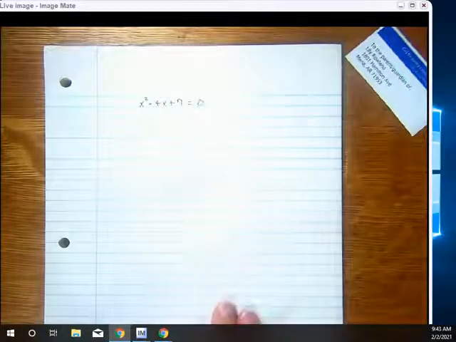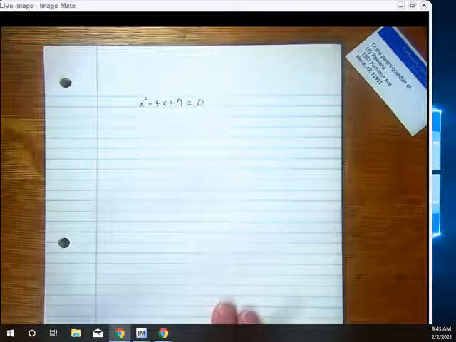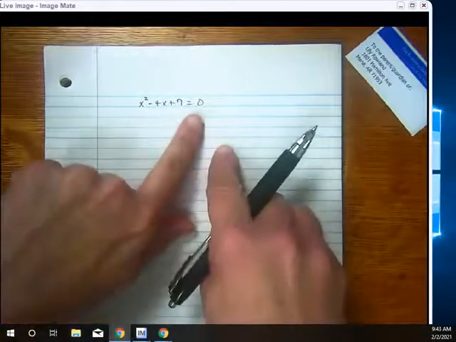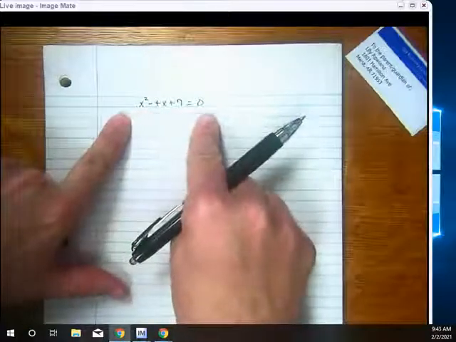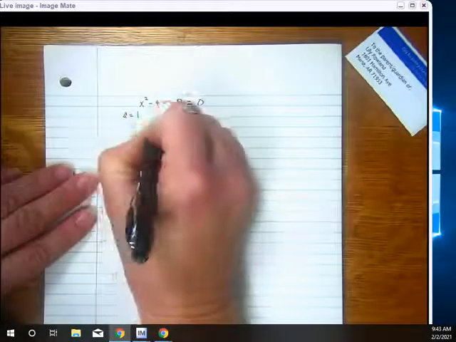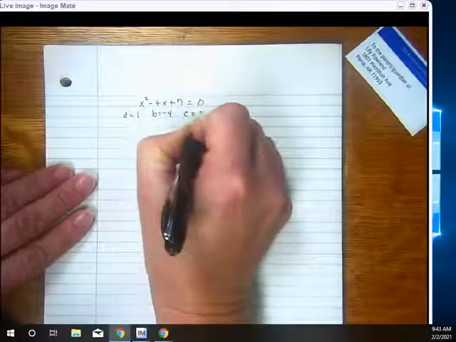I do want to do another example. And in this case, our example is going to lend us some complex or non-real answers. And we'll talk about that in just a moment, the nature and what kind of answers we're going to have. Again, solve using the quadratic formula. I've got to make sure that it's in standard form. So I am going to have my x squared, my x, and my 7 all on the same side. A is 1, B is negative 4, C is 7.